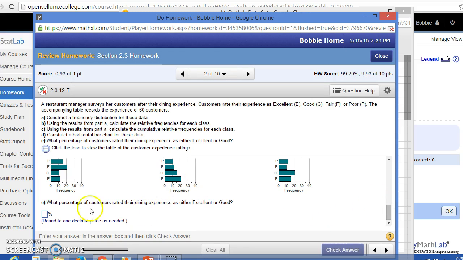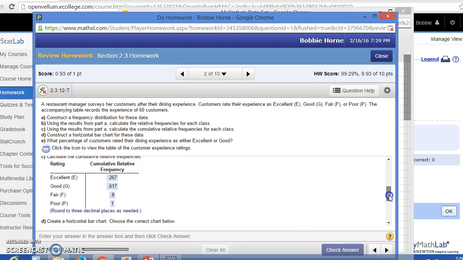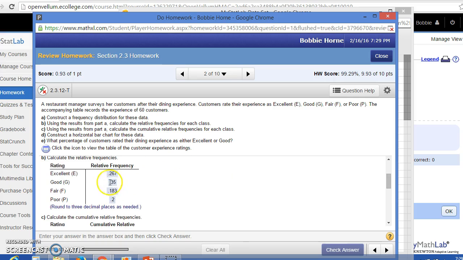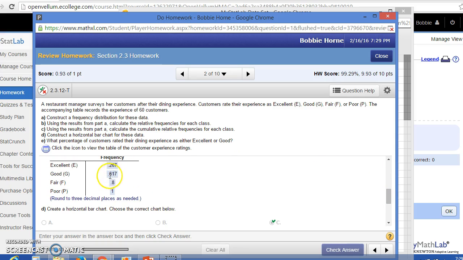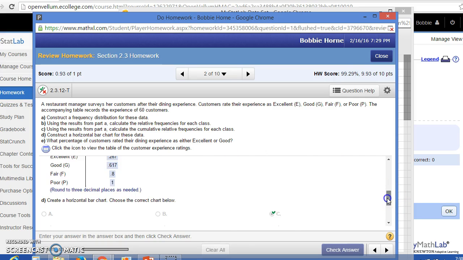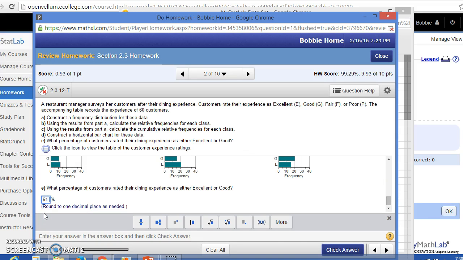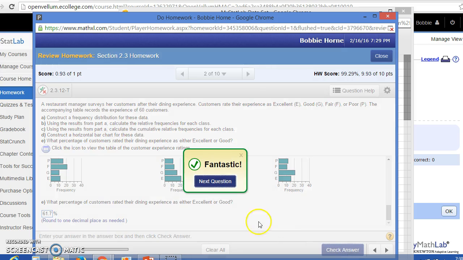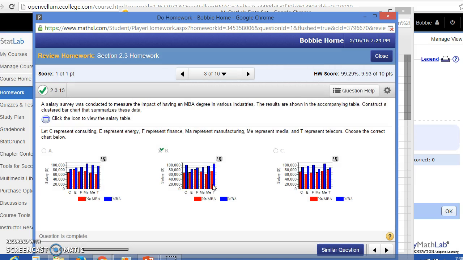Okay, and then the next one, what percentage of customers rate their dining experience as either excellent or good? So let's go look back at our information. You can either add excellent and good up, or you can go to your cumulative relative frequency, and they're already added up, excellent and good, 0.617. You have to change that to a percent, so 61.7%, and that's it.